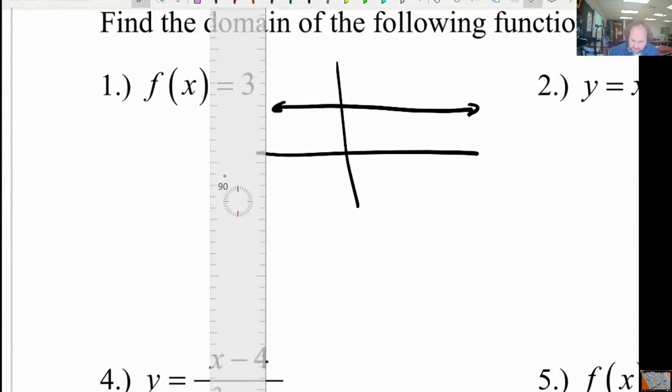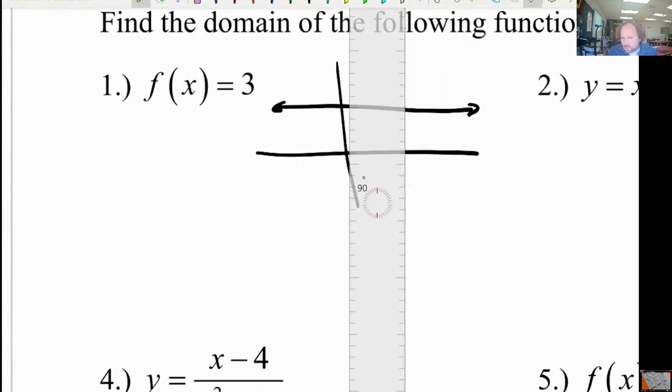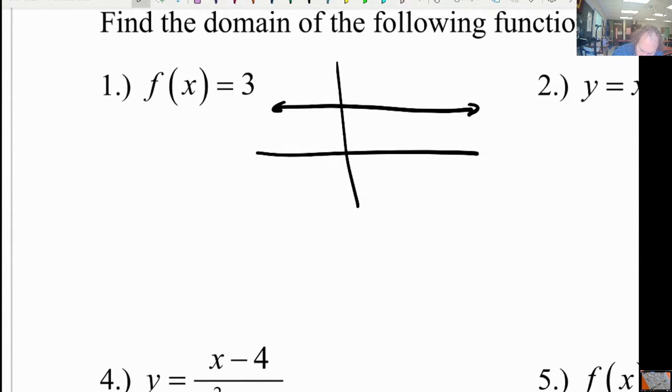If you scan this graph from left to right, where do you touch it? Where do you touch the graph? In this case, you always touch the graph. You should be familiar with this symbol. Domain is all real numbers. You may or may not have seen that symbol before. That's what it means, all real numbers.